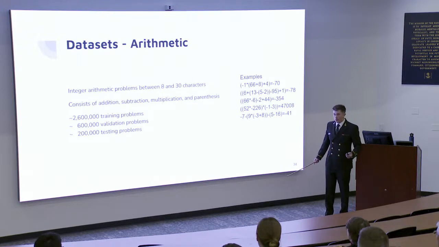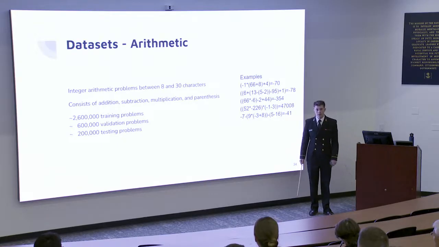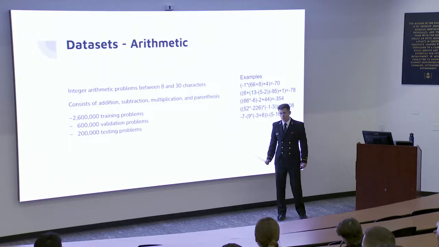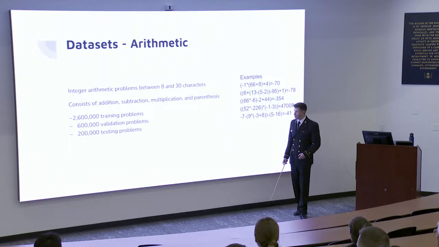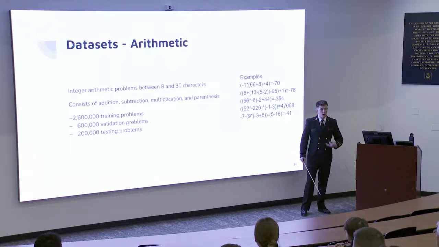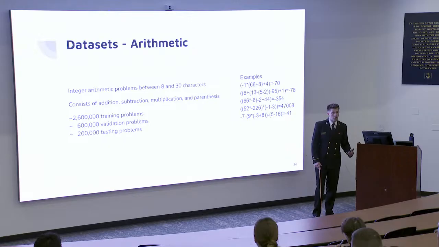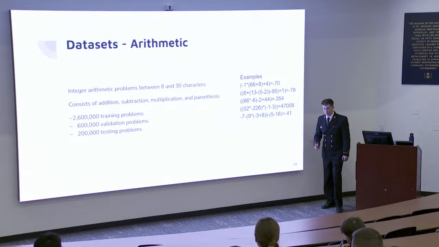Our first data set that we used is integer arithmetic, utilizing problems between 8 and 30 characters in length. These consist of addition, subtraction, multiplication, and parentheses. We used 2.6 million training problems, 600,000 problems that the model wasn't directly trained on, but to validate its success, and finally 200,000 testing problems that were given to the model at the end of training to calculate the testing accuracy. A couple examples of the problems are shown on the right here.